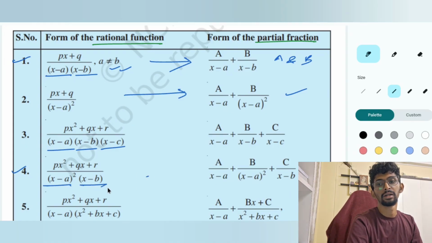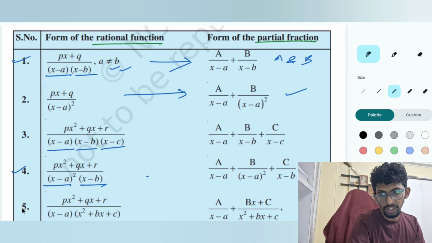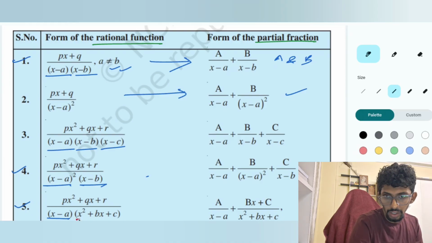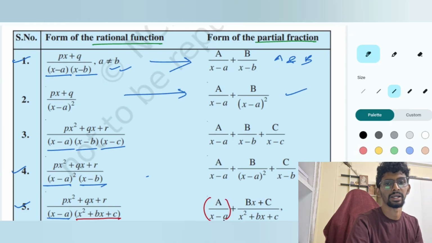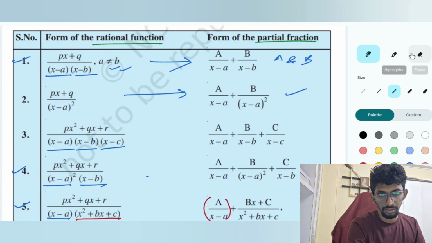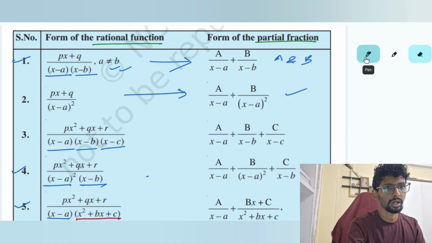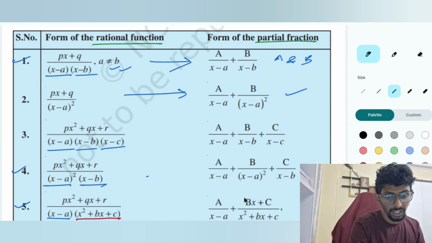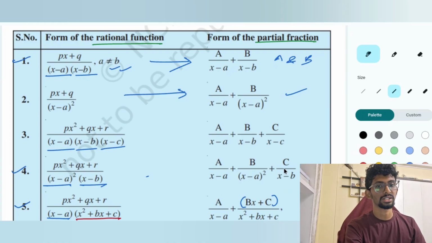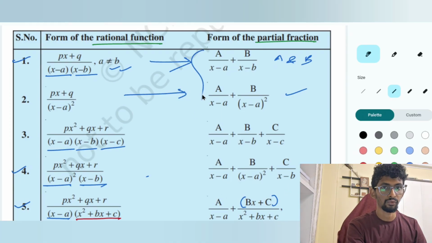Clear? Now, number 5. Here you can see first one is linear and the second one is quadratic. So for linear, it's very simple. You can write a by x minus a. But for the quadratic one, what we will do? We will write bx plus c by x square plus bx plus c. So this is how we will write the form.